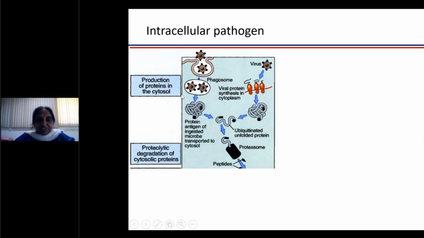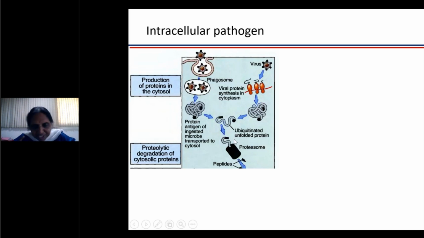So here, if it is in the phagosome, what happens is the phagosome gets lysed and the protein antigens come into the cytosol. So either it comes through this mechanism or it is synthesized de novo inside the cell in case of a virus. These are big proteins. And as I told you, the T cell cannot see big proteins. T cell can only see about 10 to 11 amino acid long peptides. So how do you chop these up? To chop up these proteins, we have a complex called the proteasome.